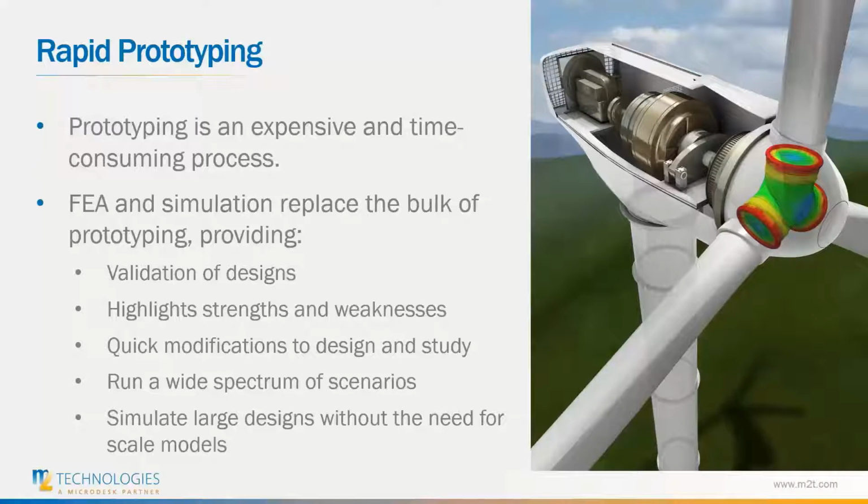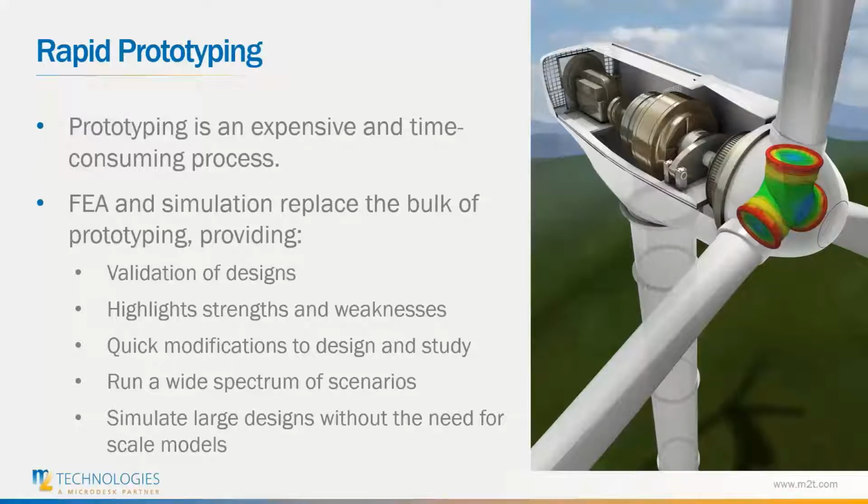And simulation using CAD replaces a bulk of the prototyping. It provides validation of designs. It highlights strengths and weaknesses. It allows you to quickly make modifications to a design study instead of having to redo a prototype. You are able to make design changes in the CAD program from what the results of your FEA is showing, and then immediately update the FEA results to get quick changes made without having to redo the design process.